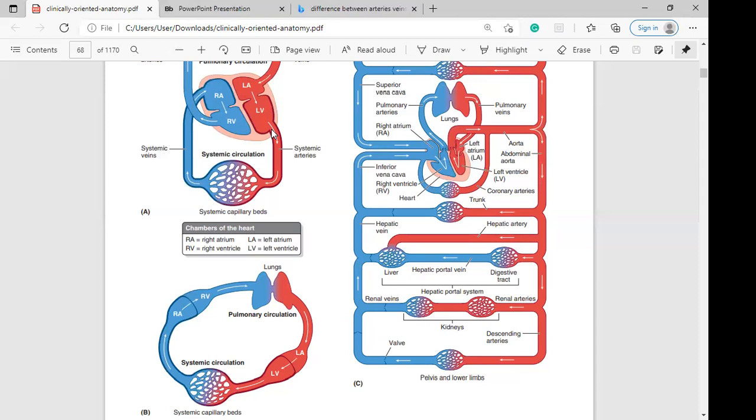Can you hear me? Very well. The artery carries oxygenated blood except one, the pulmonary artery. The veins carry deoxygenated blood except one, the pulmonary vein. And the largest artery is the aorta. The largest vein is the vena cava.